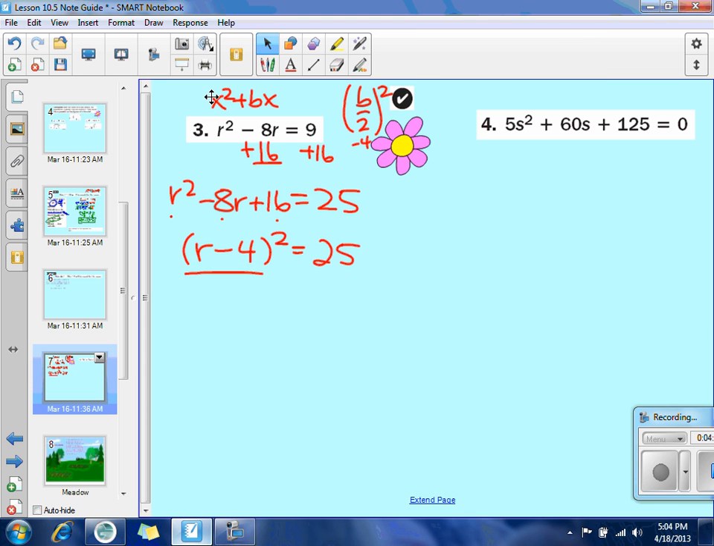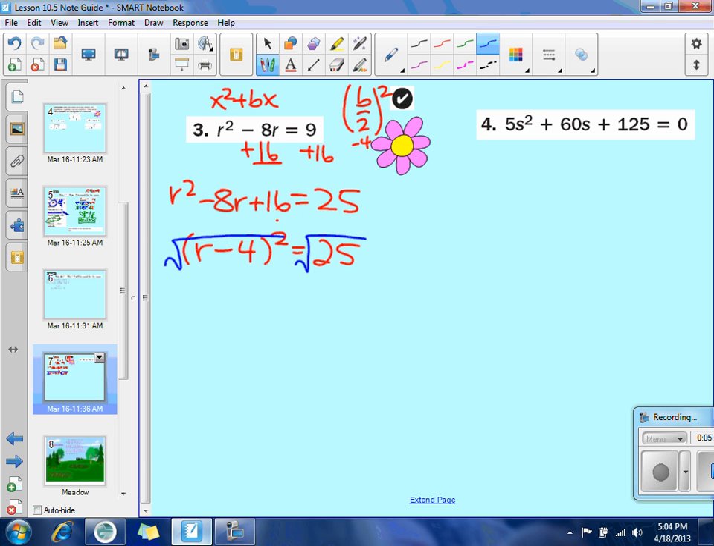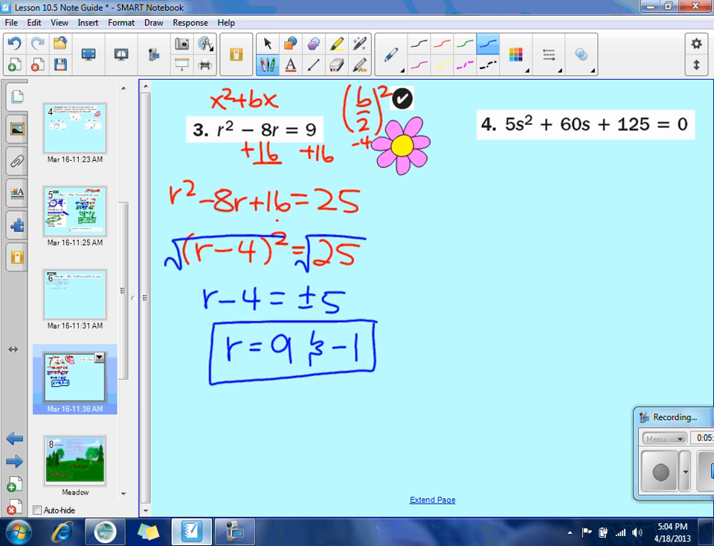We need to know that this perfect square trinomial goes to this factored form. That's the whole deal here. To be able to complete the square, you need to know that the perfect square trinomial turns into this factored form. Because now that it's in this factored form, I can get rid of that square by square rooting. And now r minus 4 equals positive or negative 5. I'm going to do plus 4 to positive 5 and plus 4 to negative 5. And I can even check my answers. 81 minus 72, yep, that equals 9. And 1 plus 8, that equals 9 too. I know I have the right answers here.